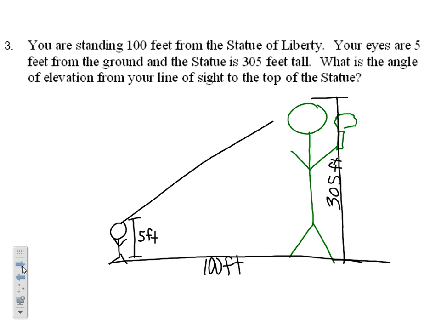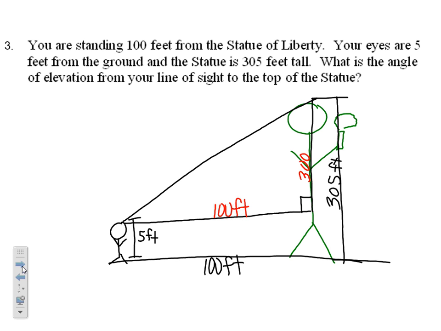So I'm going to be looking up to the top of the Statue of Liberty, just like the last one, normal line of sight right here. There is my completed triangle. Here's the 90-degree angle. We know that this would be 100 feet. And we know that this is not 305 feet up and down here, but rather 300 feet.